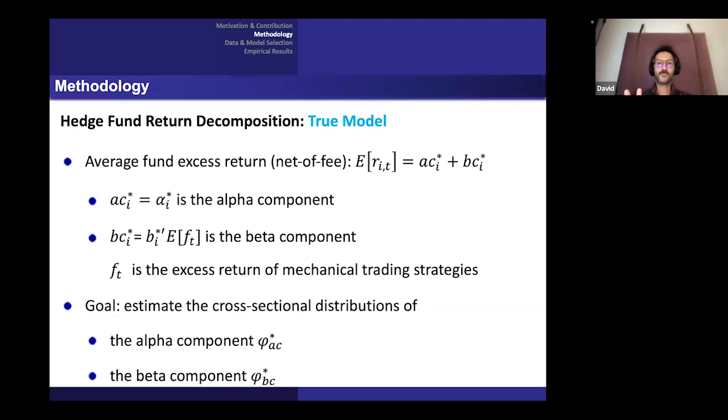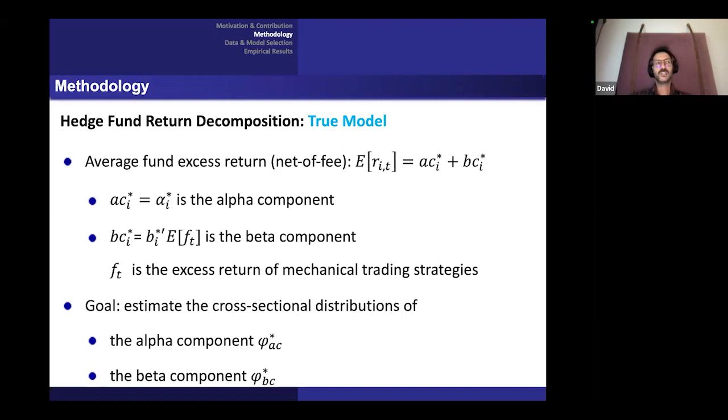And so you can basically decompose the average return for fund i at a given time point in terms of two components, a_i star and b_i star. And a_i is nothing else than the alpha of the fund. So this is the alpha component. And b_i star, this is basically the sum of the exposure times the expected value of the mechanical trading strategies, right? So this is a linear combination of all the mechanical trading strategies the fund is exposed to times its exposure beta star prime. So when the model is well specified, the estimation strategy is pretty straightforward.